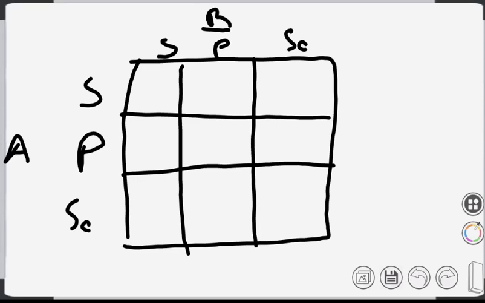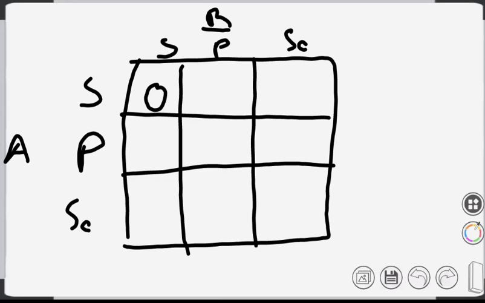So we are playing stone, paper and scissor. Two players A and B are playing stone, paper and scissor, and they want to write the payoff matrix. So what happens if both of them play stone? Nobody wins. Draw. So the value becomes 0.